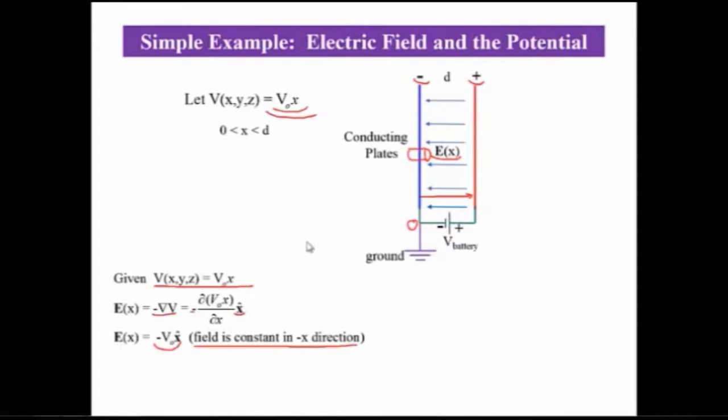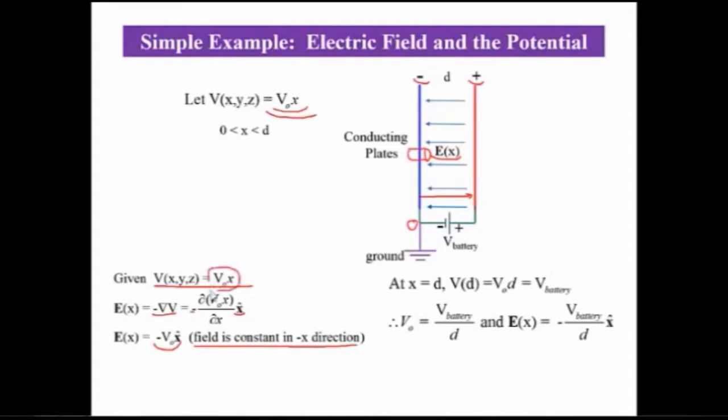Well, let's go back to the battery. If we go to the position x equal d, so we go from 0 over to this plate here, if you look at our potential, this one right here, you put in x equal d, you get V0 d. Now the battery is a source of potential difference. We said this was 0. This voltage here is in fact the voltage of the battery. So we can set those two equal. The constant, which we just simply chose as a constant in front of the x, will be equal to V battery divided by d.